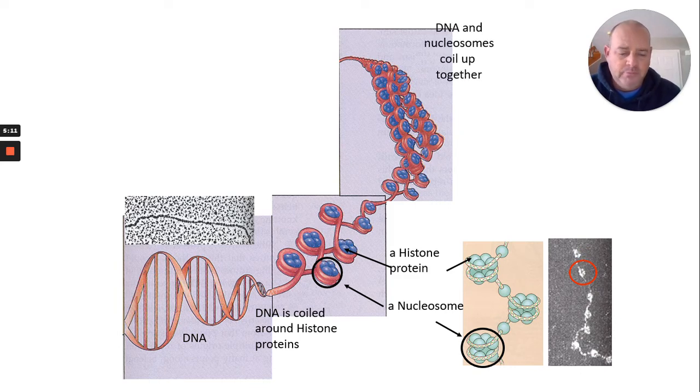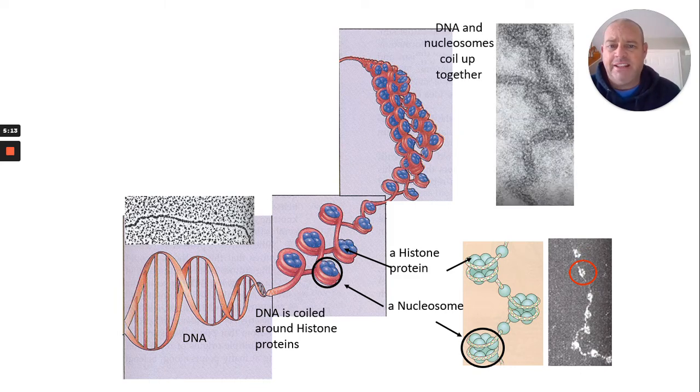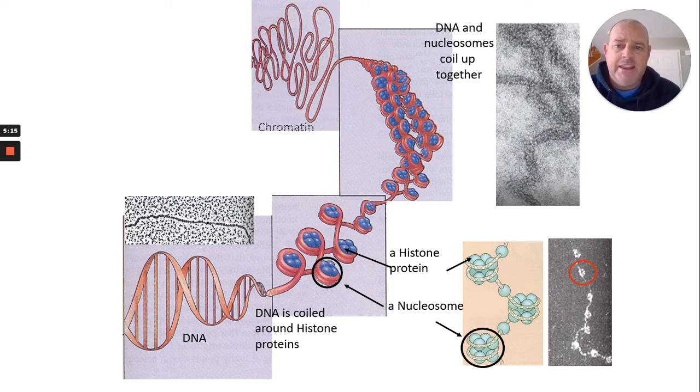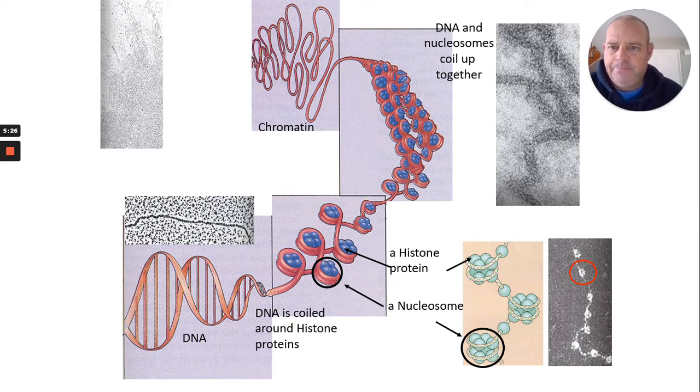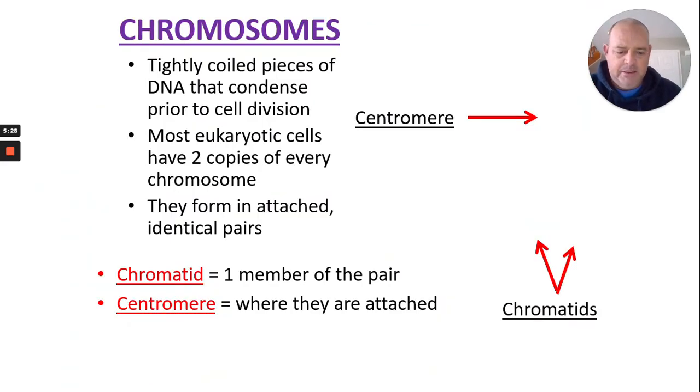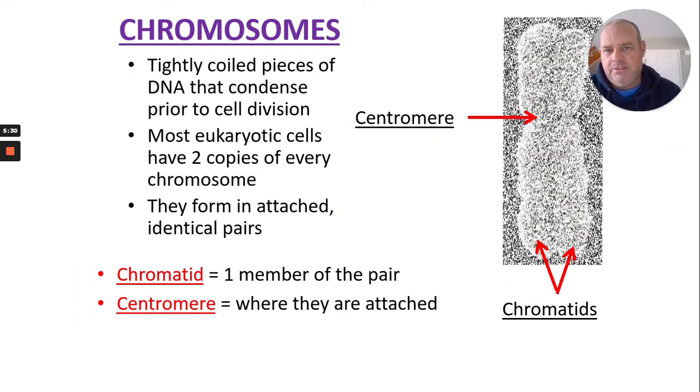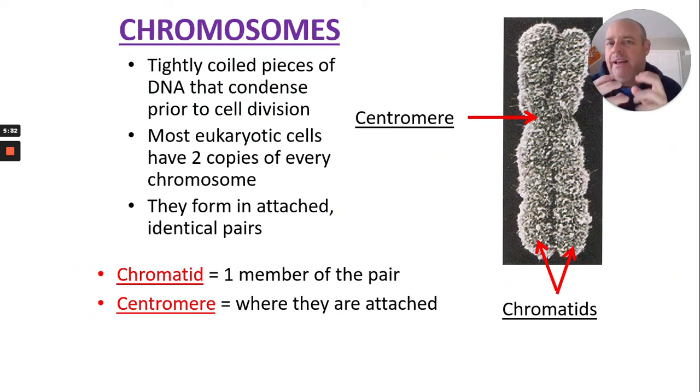So DNA and nucleosomes then coil up together really tightly, and then they keep going, and that's what we call chromatin. Okay, and chromatin is still very loose DNA. That is not really tightly coiled. It's a loose coil. And so chromatin keeps going, and ultimately chromatin will coil up really tightly into a chromosome, and it will condense and coil into a chromosome.